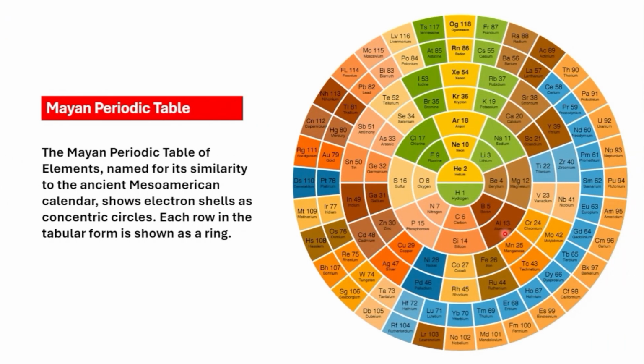Next we have the Mayan periodic table. The Mayan periodic table of elements is named for its similarity to the ancient Mesoamerican calendar. It shows electron shells as concentric circles. Each row in the tabular form is shown as a ring. So you can see here we have hydrogen, then helium, and then lithium, beryllium as a ring. And again, if you take sodium to argon, you can see another ring. So it goes ring and ring. Again, you start from potassium and you get another ring, potassium to krypton, and again from rubidium to xenon, you get another ring like this. It goes ring-wise.